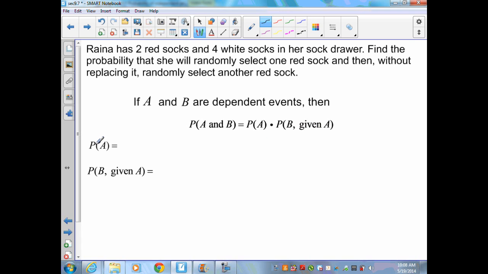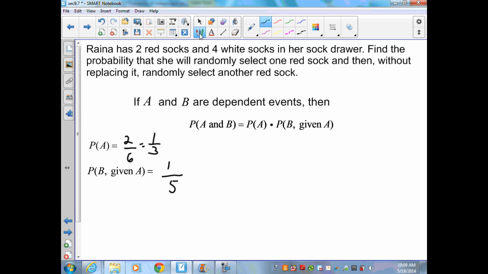So we need to find the probability of randomly selecting the red sock originally. Therefore, we have to look at the total number of socks. Here we have 2 red, 4 white, a total of 6 socks. If she pulls 1 red, that's a probability of 2 out of 6, which simplifies to 1/3. But now we want the probability of B, pulling the other red sock. She already pulled one red sock, so the total number of socks in the drawer has been reduced from 6 down to 5, and there's only one red sock left. Therefore, the probability of pulling the second red sock is 1/5.